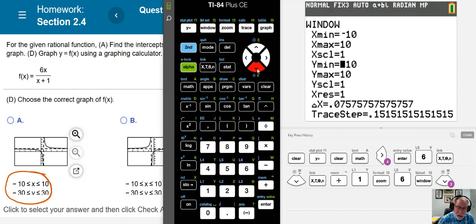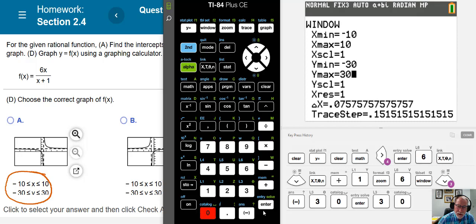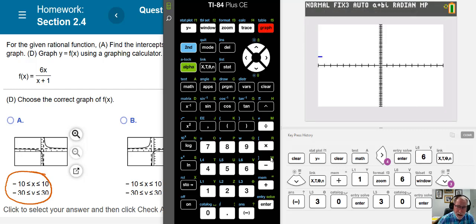My x max is 10, just like in the problem. My y min I can change to -30, like it says in the problem. And my y max I can change to 30, like it says in the problem. And so now my graph should look exactly like one of those. So I'm looking for a picture that exactly matches this.